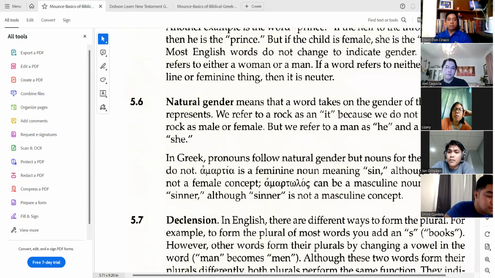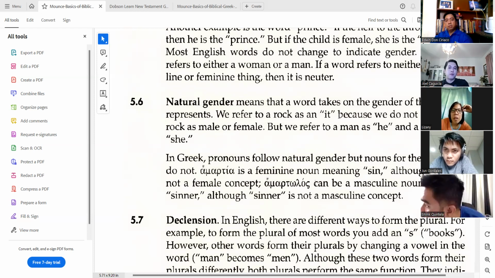So natural gender means that the word takes on the gender of the object it represents. We refer to a rock as an it because we do not regard the rock as male or female, but we refer to a man as he. This is from bringing the Greek into an English translation. So we follow the masculine or the feminine gender for pronouns. And in Greek, pronouns follow natural gender, but nouns for the most part do not.